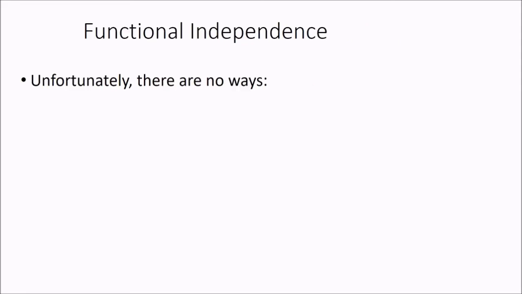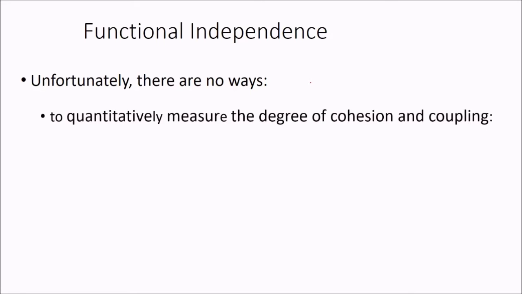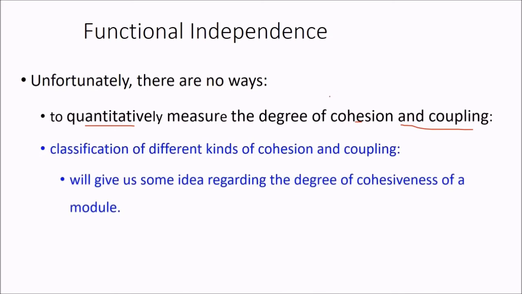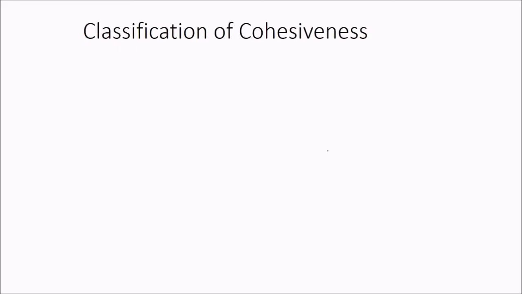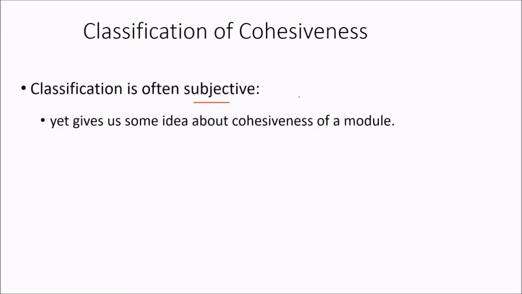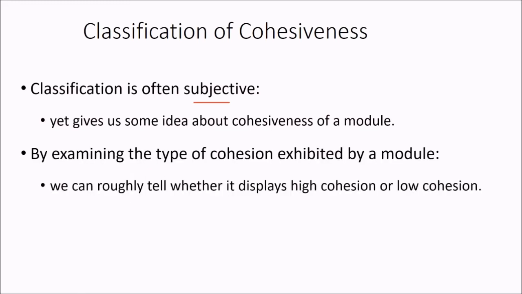But there is no way to quantitatively measure the degree of cohesion and coupling. You can classify the different kinds of cohesion and coupling. This may give us some idea regarding the degree of cohesiveness of a module. What is this called? The classification of cohesiveness. Again, you don't have any quantitative measure, and it is somewhat subjective, but it gives us some idea about the cohesiveness of a module. Just by examining the type of cohesion exhibited by a module, we can roughly tell whether it displays high cohesion or low coupling, and only experienced eyes can tell that very well.